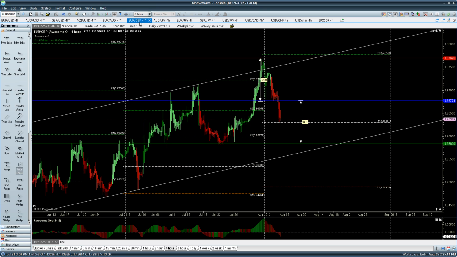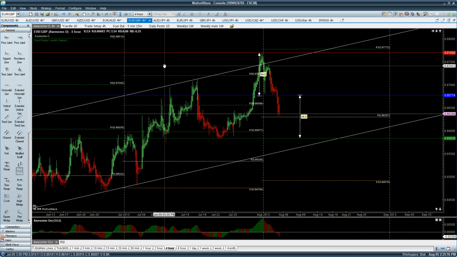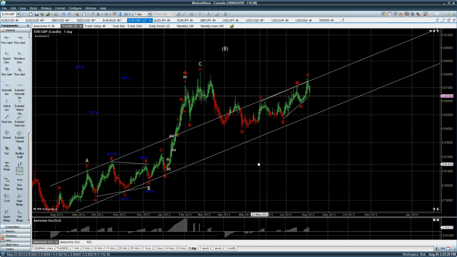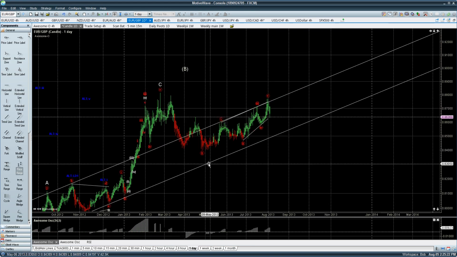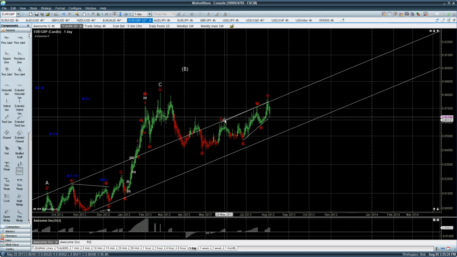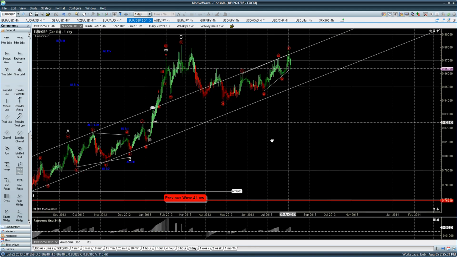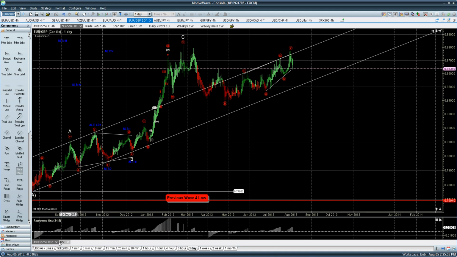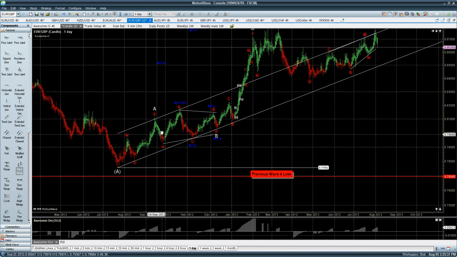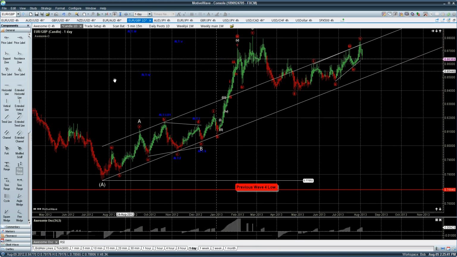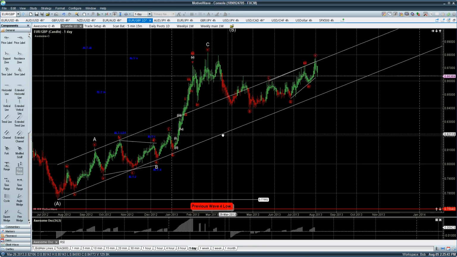Euro pound, not really doing anything with this mess. There is a possibility here. Excuse all this mess over here, but I just slapped this on. Looked like we could have 1, 2, 3, 4, 5, and it's coming back down maybe to the bottom of this. This is a long-term channel line I had way back here. I have not updated this count, so really don't pay attention to this count here.